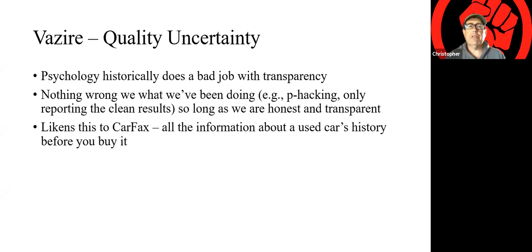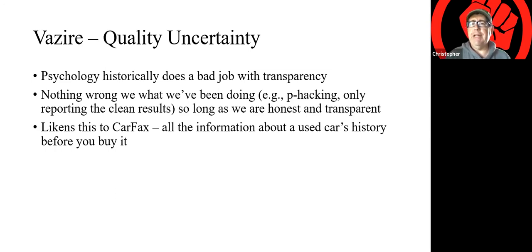All right, the first article was by Simine Vazire, who is currently at University of California, Davis, and will soon be faculty at the University of Melbourne in Australia, I believe. I think the main point of this article was that psychology historically does a really bad job with transparency. And that should be surprising to everybody, as most scientific fields are pretty open with their research, whereas psychology's kind of had a history of being very closed off.